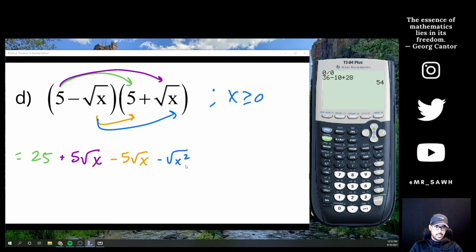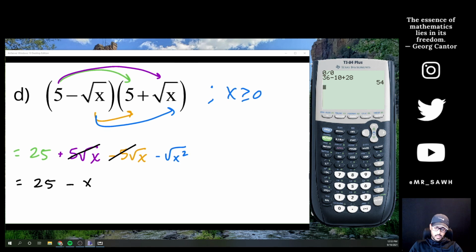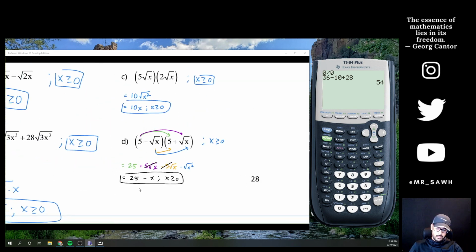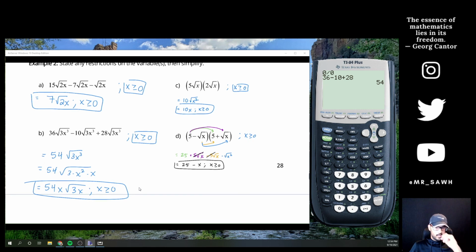Okay, we'll put everything together that we can, and what you'll notice is the middle ones will cancel. So you get 25 minus, well, x, because the square root of x squared is x. Your restriction's still there because we have to do it in the first step. So there it is, there's a restriction, and then we simplified. Okay. So there you have it. All the rules are still the same, except we have to determine what values cannot be square rooted in that specific example.